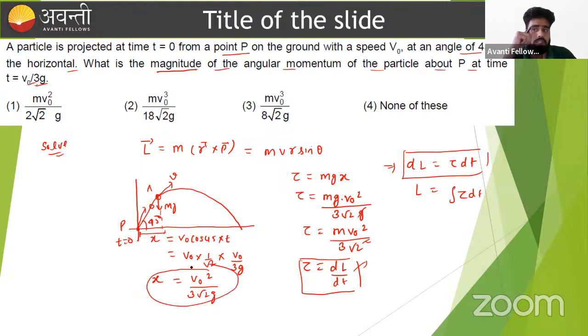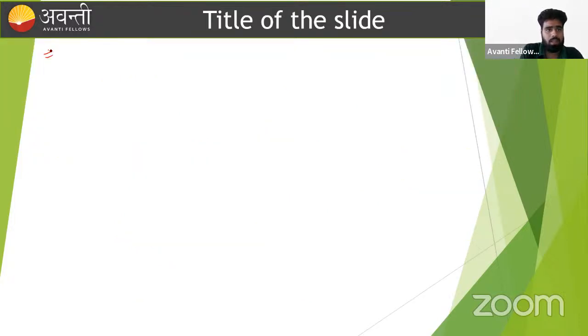So what to do in such type of question? Firstly, we have to make the x as a function of time. Then we should apply the concept of integration. So what we can say here, first of all we have to calculate x as a function of time. That we can say v cos 45 into t. Then we have to calculate the torque, that will be mgx.